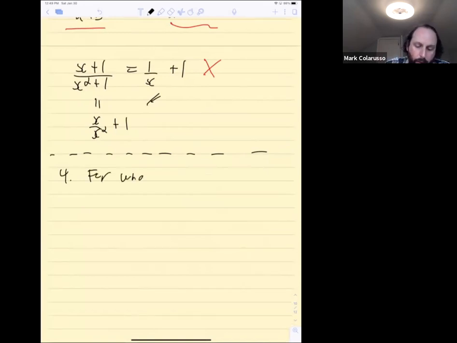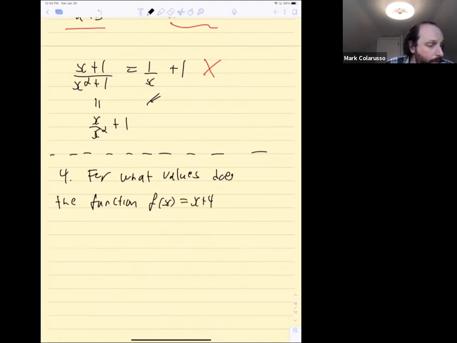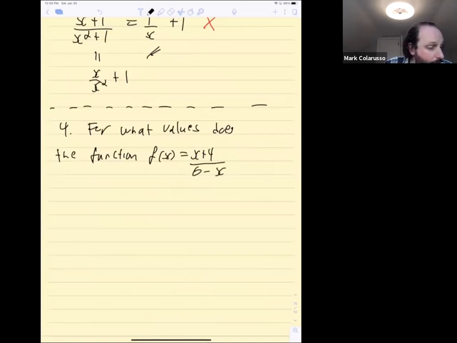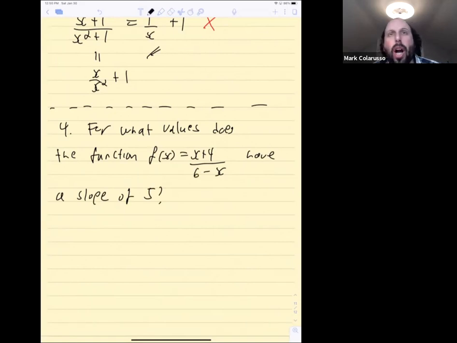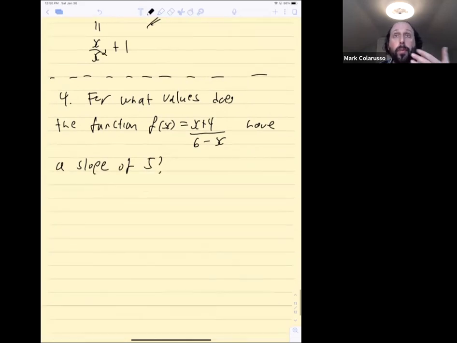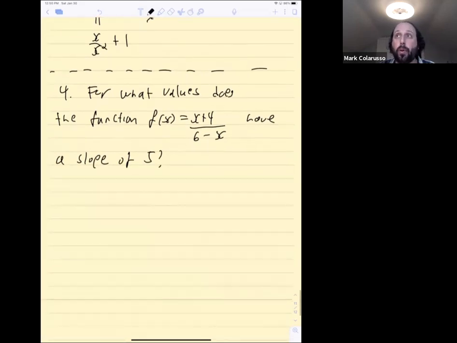For what values does the function f at x equals x plus 4 over 6 minus x have a slope of 5? Make sure this looks like a 6 here. There, that's better. Have a slope of 5. Okay, so we need to translate this question about geometry into a calculus question, a question about computing derivatives where we can apply the quotient rule.